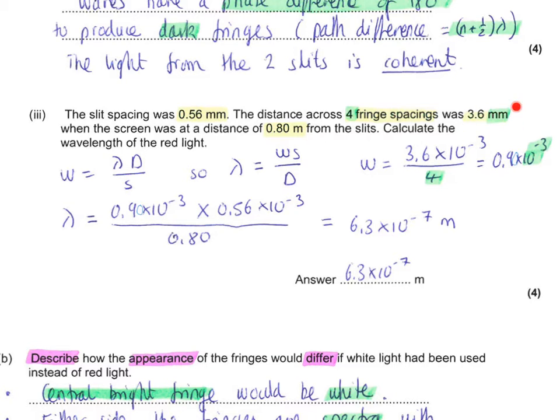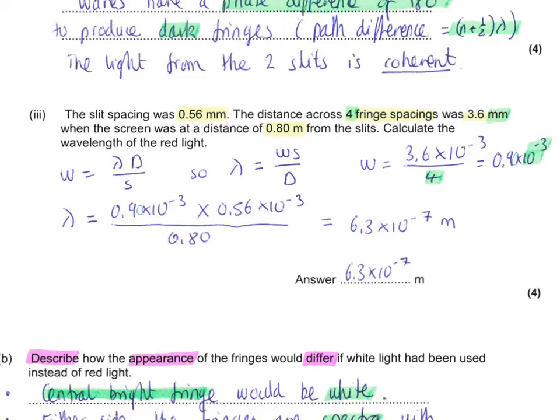What we've been given here is 4W. It's the distance across 4 fringe spacings, not from 1 to the 4th, which would only be 3 spacings, but 4 spacings. So we've got 3.6 millimeters divided by 4. So I reckon we have got 2 significant figures there. So 0.9 times 10 to the minus 3 meters.